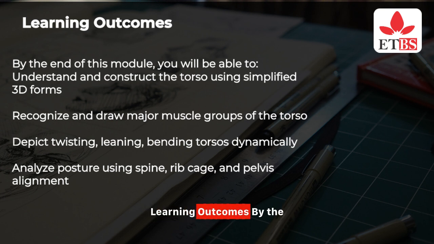Learning outcomes. By the end of this module, you will be able to understand and construct the torso using simplified 3D forms, recognize and draw major muscle groups of the torso, depict twisting, leaning, and bending torsos dynamically, analyze posture using spine, rib cage, and pelvis alignment, and integrate anatomical precision with expressive gesture.